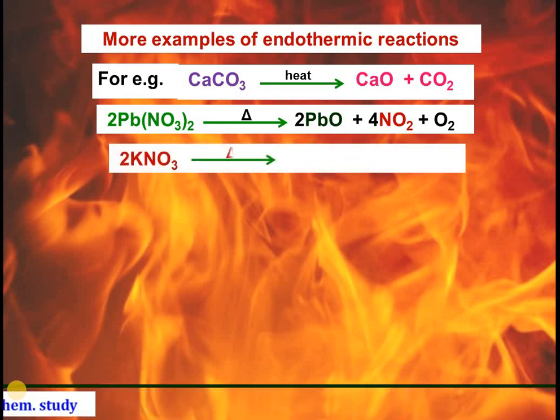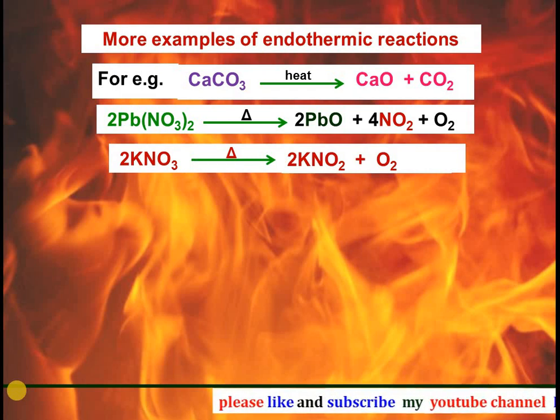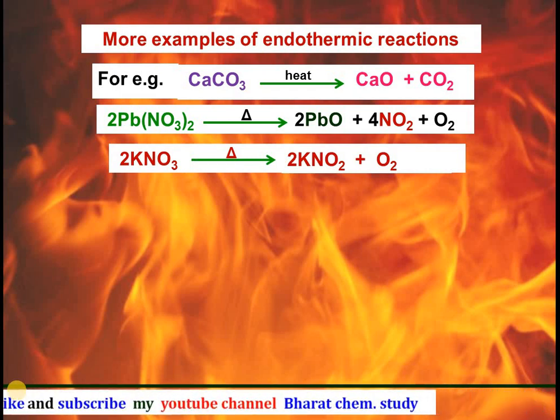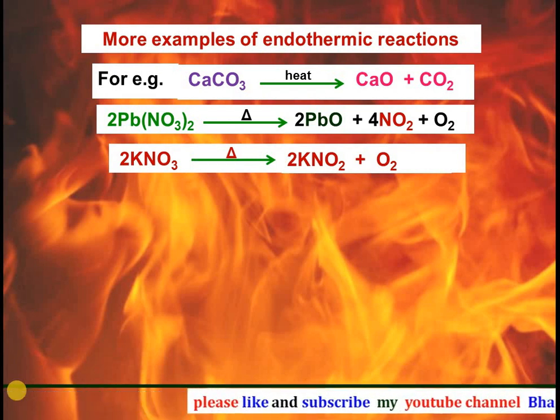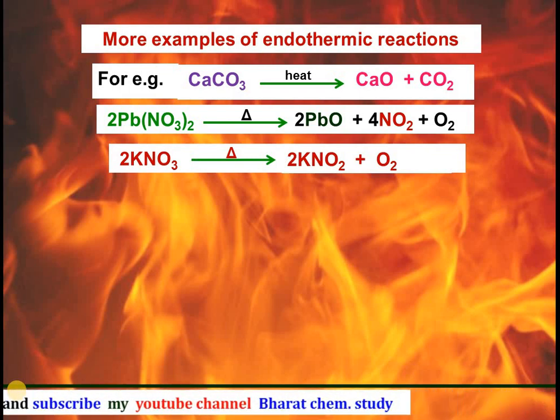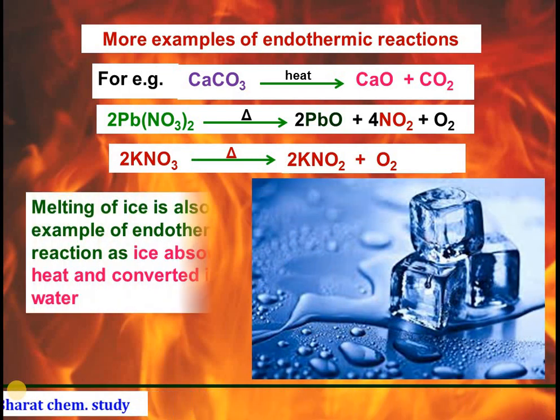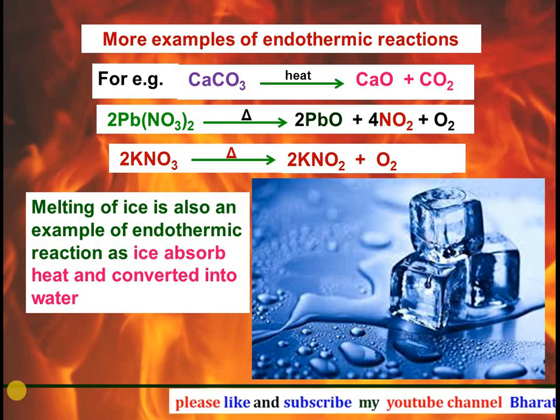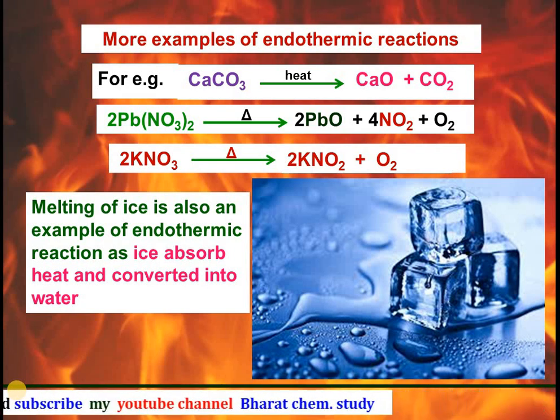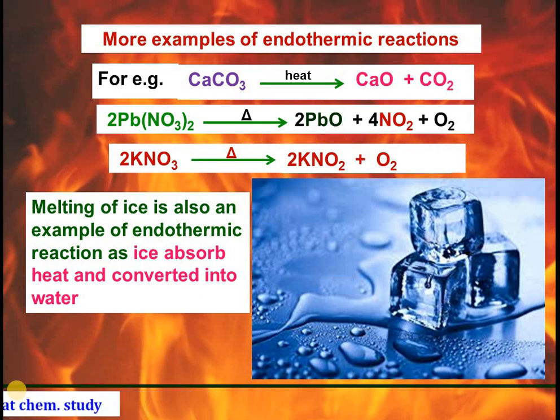One more example is potassium nitrate, which on heating decomposes to give potassium nitrite and oxygen, and this reaction is also endothermic because delta is present above the arrow, meaning the heat is given to the reactant. Melting of ice is an example of an endothermic reaction, as ice absorbs heat and gets converted into water.